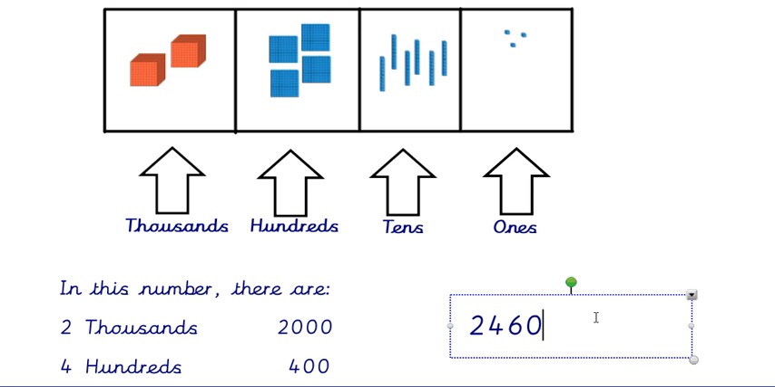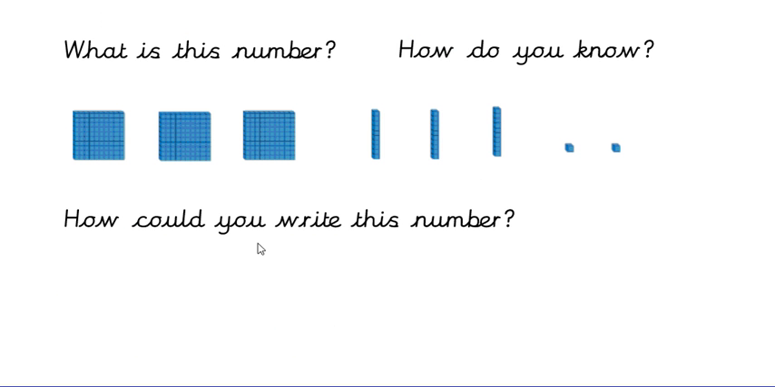Have a look and see if you can see my mistake. You're right, there should be a 3 in the ones column. So now I've got the number 2,463. Pause the video while you work out what this number shows.